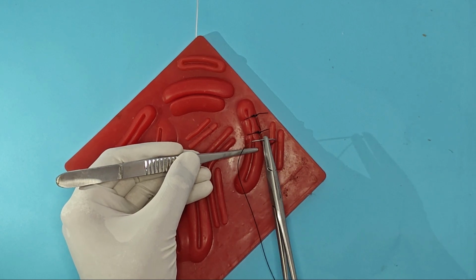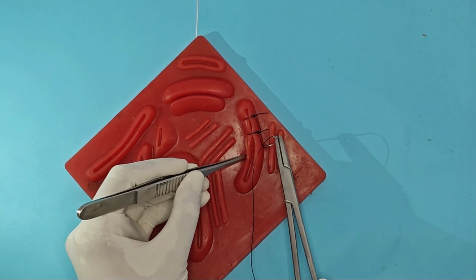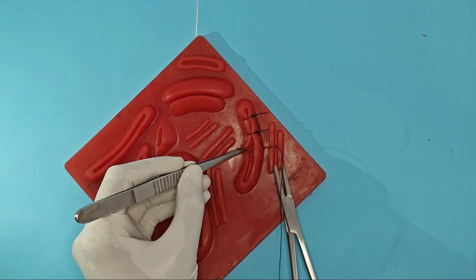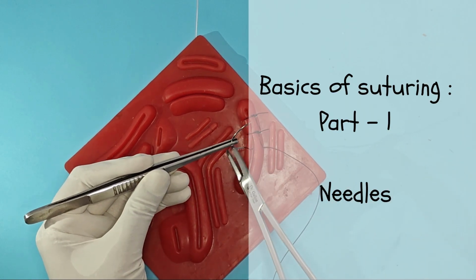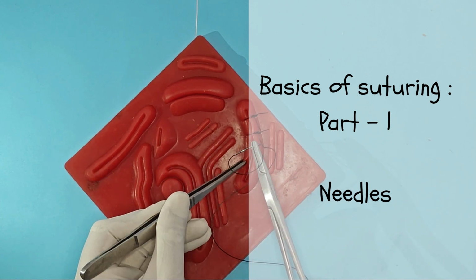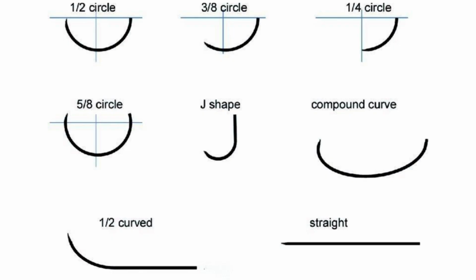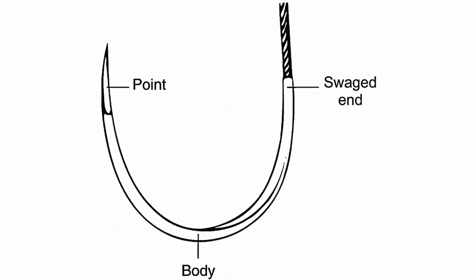Basic knowledge about suturing is one of the essential skills for medical students and paramedics. For this, we need to have a sound knowledge of suture materials and needles. Needles can be of various shapes and sizes. The needle is made up of three main parts: the eye, body, and point.